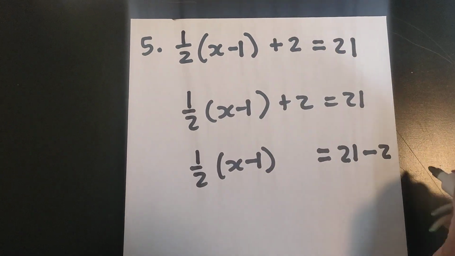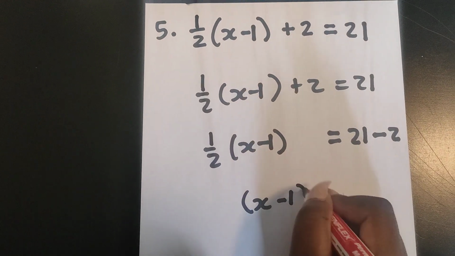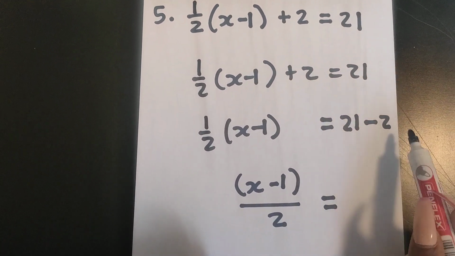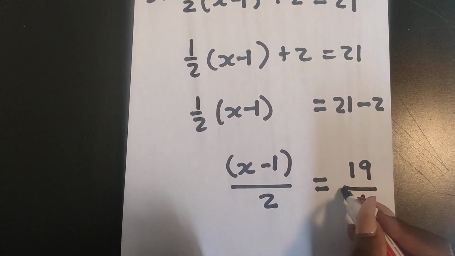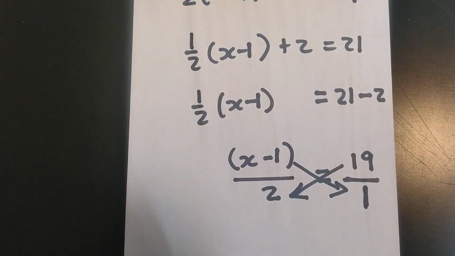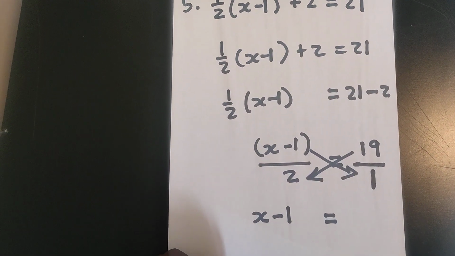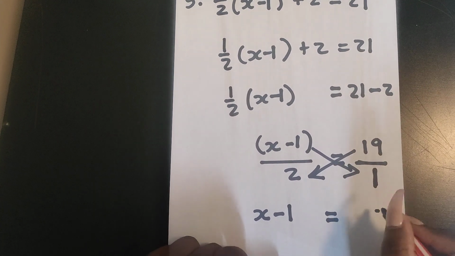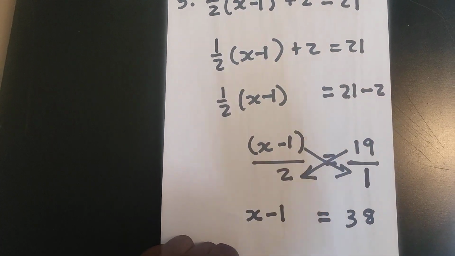2. This 2 goes to this side, it has to change the sign, right? So we're going to write this as (x - 1) over 2, similarly to the previous question. Then we're going to say 21 minus 2, it is 19, right? And then I'm deciding to just write 19 over 1 because now I want to cross multiply, right? So x minus 1 is equal to 2 times 19. So 2 times 9 is 18, and then 2 times 1 is 2, plus 1, it's 38.